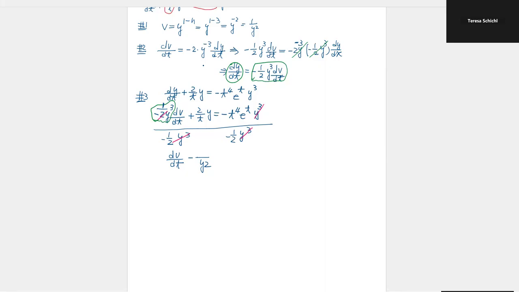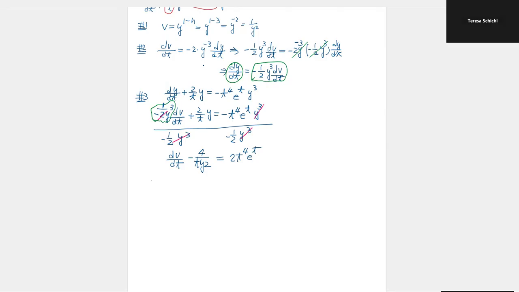And then this is 1/2 and 2, so what's going to be here? We're going to have a 4 here. Now I still have a t here. My right-hand side: y cubed cancels, negative and negative cancel, and then the 1/2 flips, so it will be 2t^4 e^t. Perfect, right?